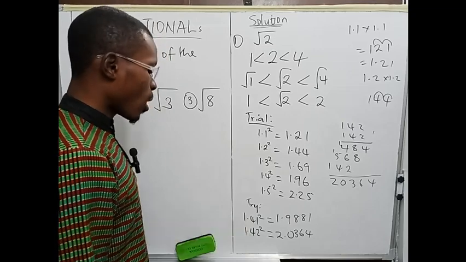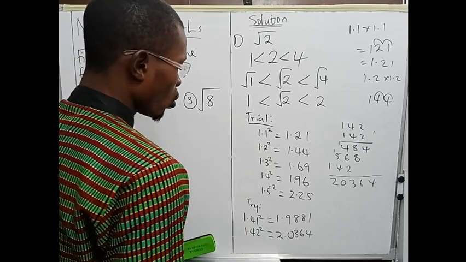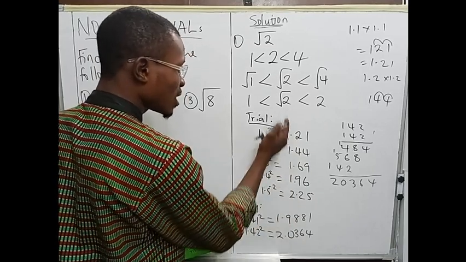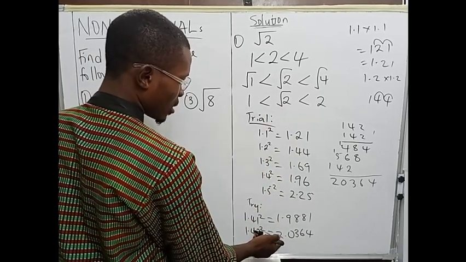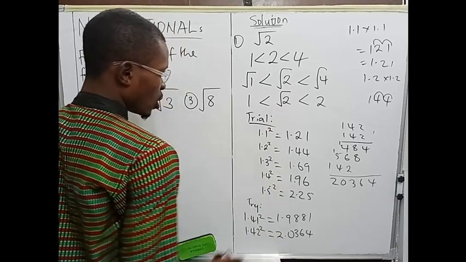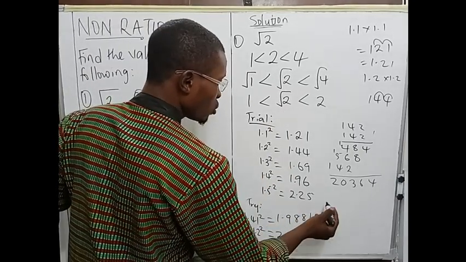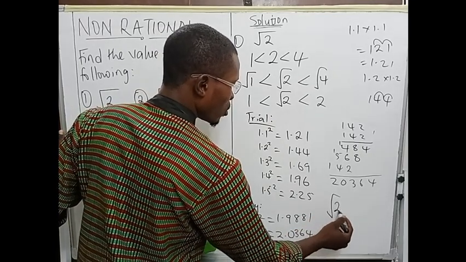1.41 and what? 1.42. Okay, you find the difference. You find out that this is closest to root 2, more than this. All right, this is closest. So what we do now, the answer will be what? In 2 decimal places, root 2 now equals to what?